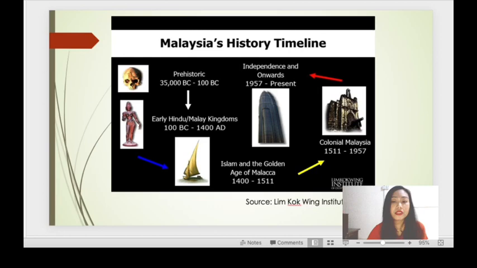I already combined it. The prehistoric phase, and then early Hindu or Malay kingdoms, followed by Islam in the Golden Age of Malacca, and then colonial in Malaysia. I mentioned it just now: Portuguese, under the Dutch, and then British, Japanese invasion, and British back, yeah, under the British Military Administration after World War II ended, and then independence and onwards, 1957 until present.